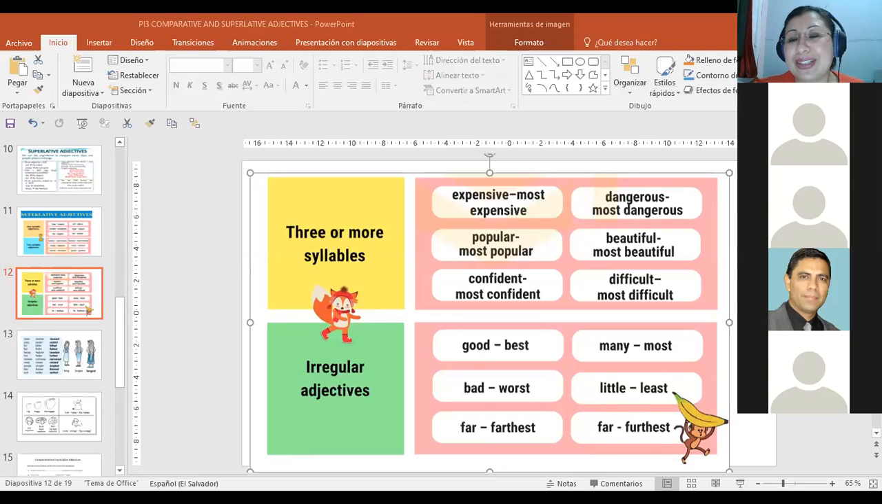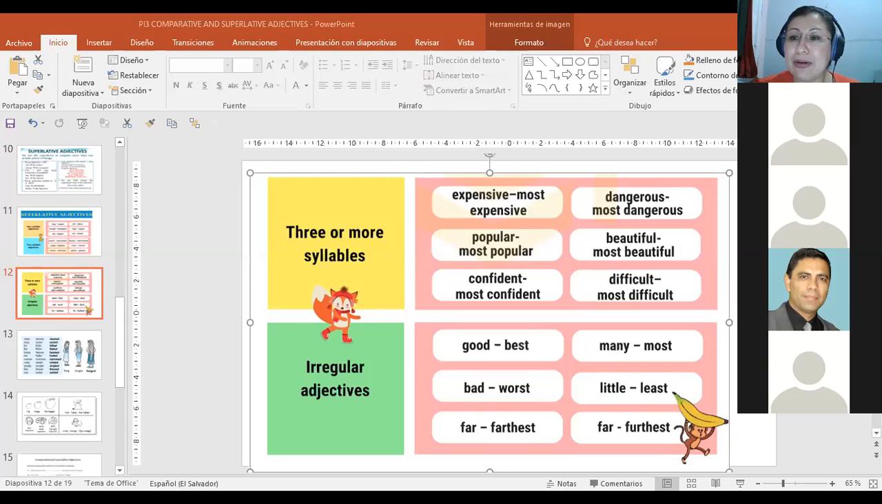Elizabeth, go ahead with yours. Maria is the most confident friend that I ever have. My current job is the farthest job that I ever have. Okay, very good. Good examples.